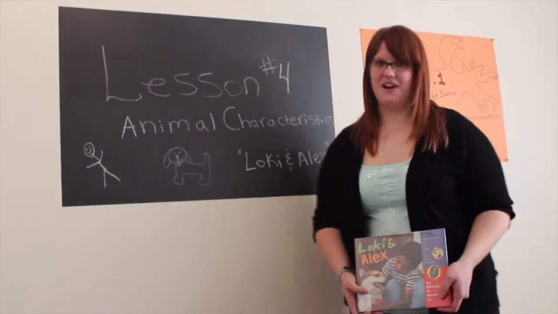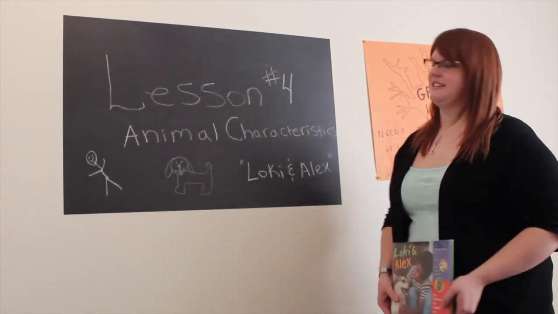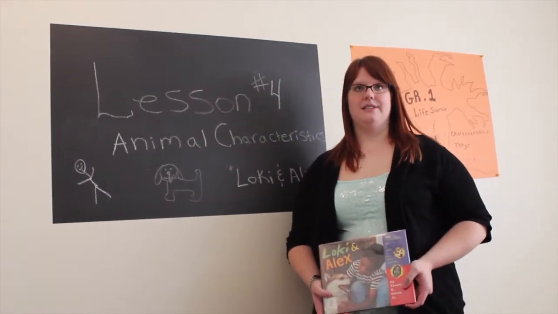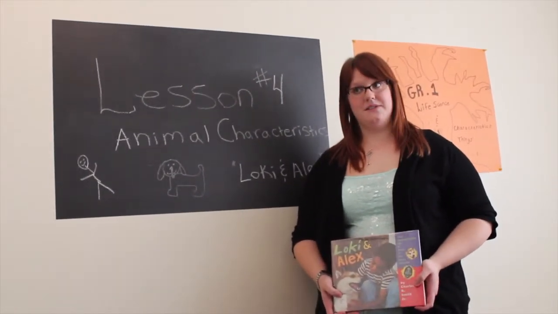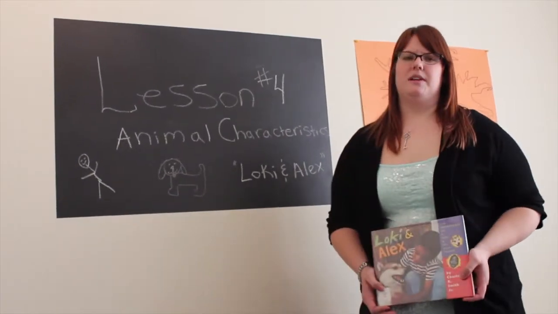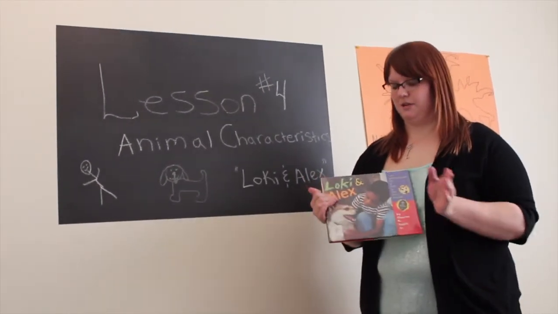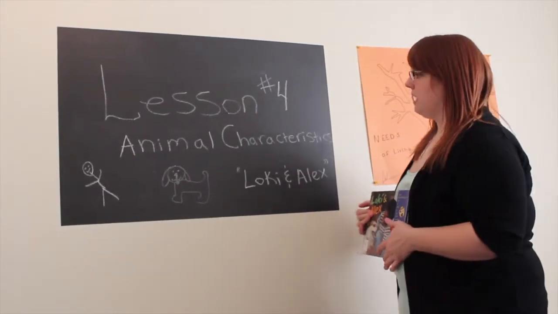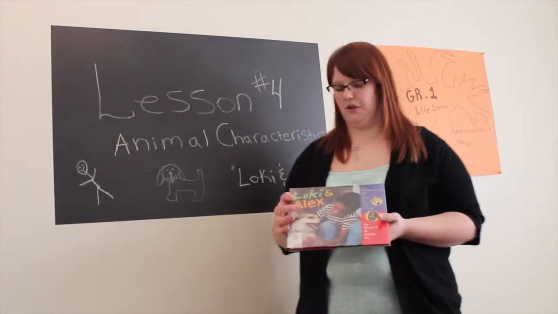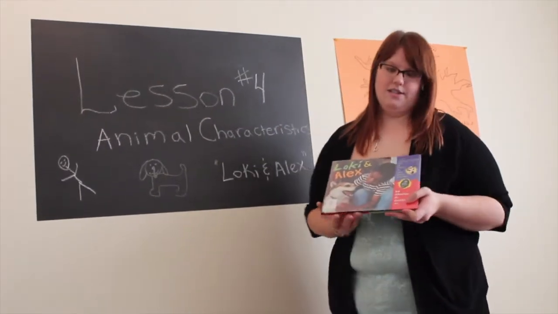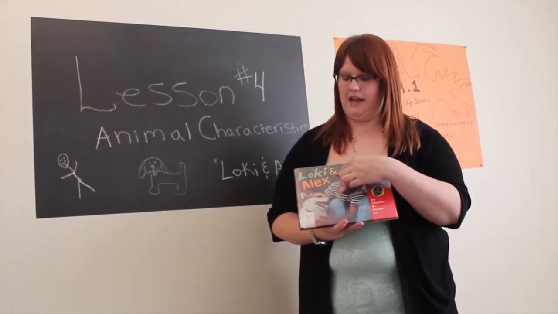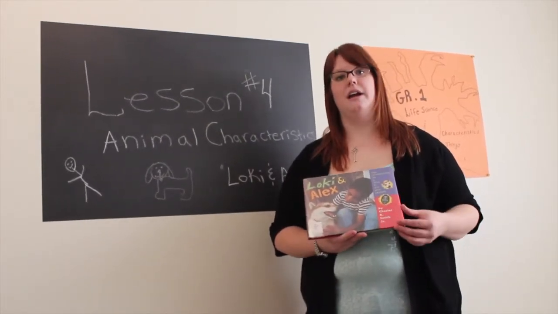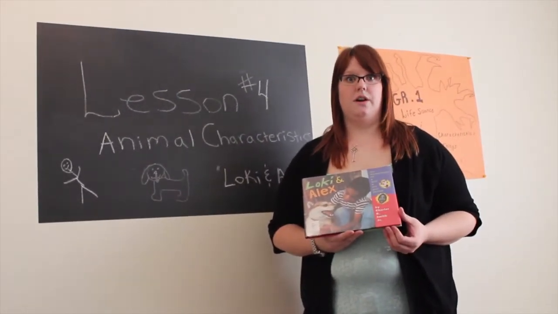So lesson number 4 is all about animal characteristics. And the purpose of this lesson is to teach children about animals in comparison to ourselves. In this lesson we mostly focus on domestic animals, including dogs. So later on we will talk about wild animals as well, but they want to learn to relate them to themselves. This story, we use the story of Loki and Alex, which is available, as all our stories are, through the Regina Public Library, and you can also look online.